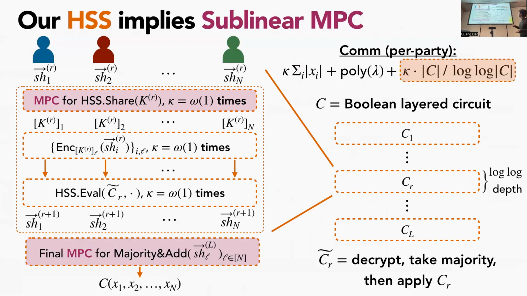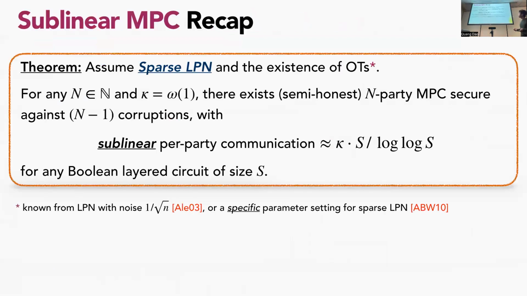Then what we finally get is this term, kappa times size of C over log size of C. So this is indeed sublinear if we set kappa to be a small enough super constant and C to be a large enough circuit. Okay, so that's that. Let me recap here.